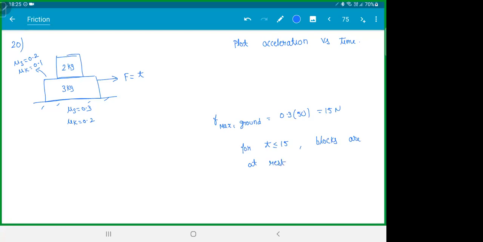Now how to do it from there? You start like this. For t greater than 15, assume both the blocks are going together. Find the acceleration, find the required friction, check if it is less than maximum. From there, you will get the time. After that time, they'll start slipping. So again, draw the new FBDs and solve. Meaning it's a repetitive process. Get this.